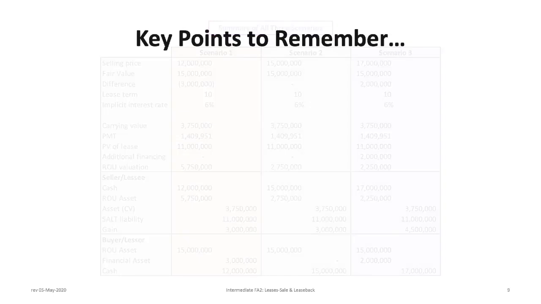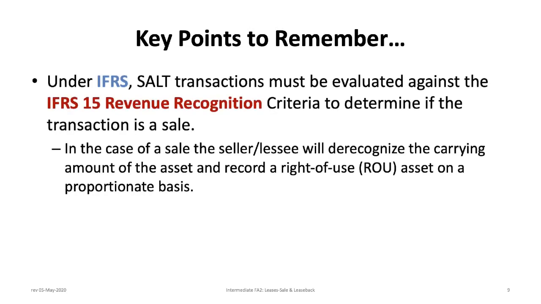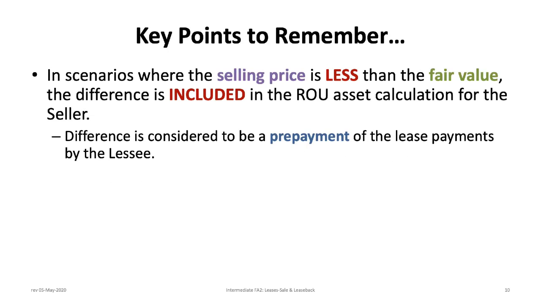And now let's review some key points to remember. Under IFRS, SALT transactions must be evaluated against the IFRS 15 revenue recognition criteria to determine if the transaction is a sale. In the case of a sale, the seller lessee will derecognize the carrying amount of the asset and record a right of use, ROU, asset on a proportionate basis. In scenarios where the selling price is less than the fair value, the difference is included in the ROU asset calculation for the seller, and the difference is considered to be a prepayment of the lease payments by the lessee.